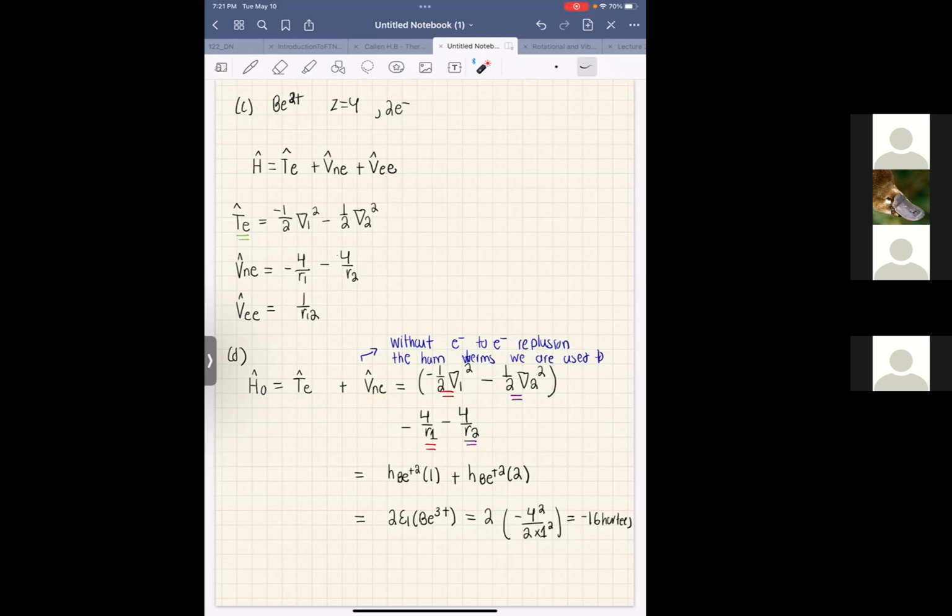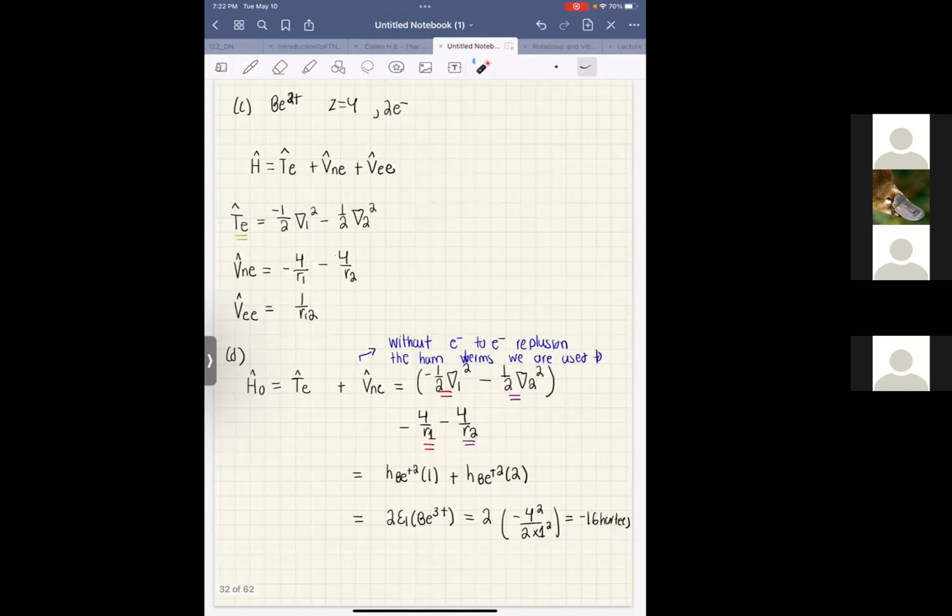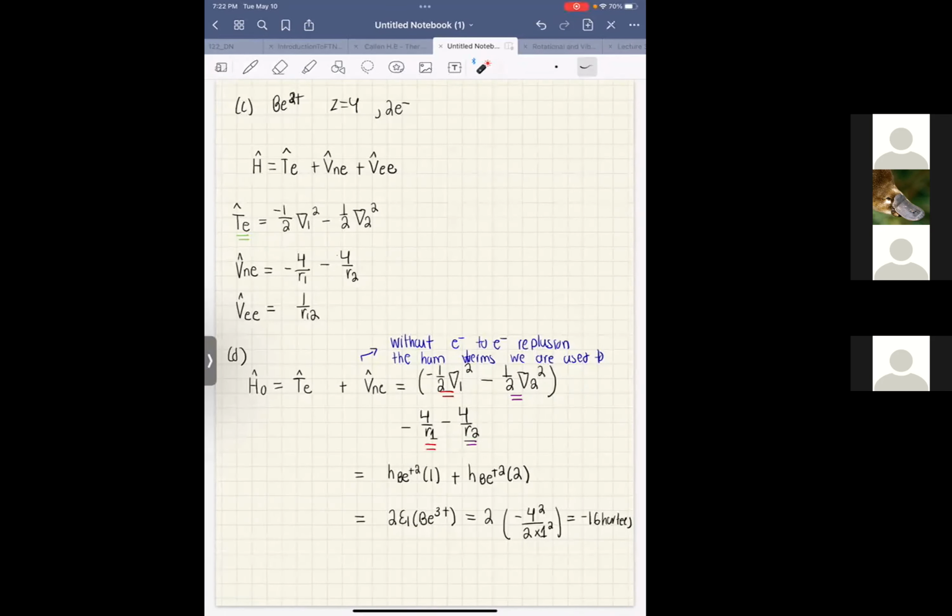So from that, we learned in lecture that we solved it to be 2 Hamiltonians, from electron 1 and 2, and this would just be twice because we have 2 electrons and we're not counting electron-electron repulsion. This would be 2 times the energy E1 of beryllium 3 plus. So then plugging it in, we find that this is negative 16 Hartrees. All right, does anyone have any questions about that?